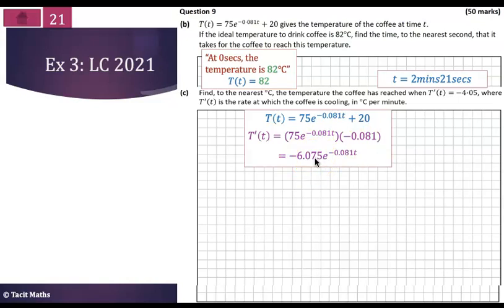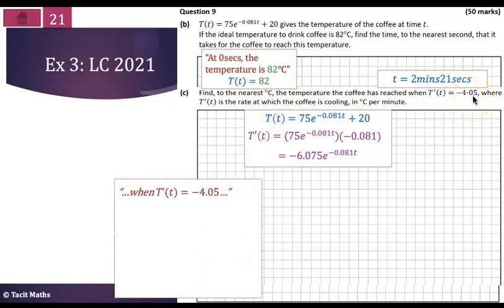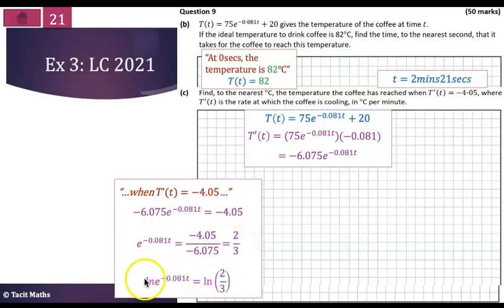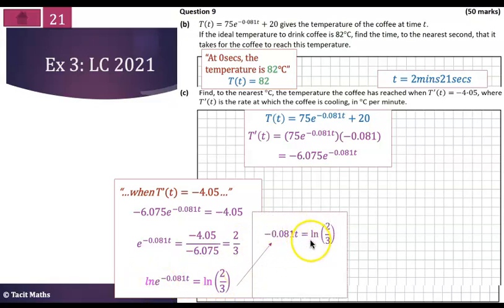Now, it says we want to find the temperature, but clearly here, look, we're obviously going to be putting the derivative equal to minus 4.05 and solving. Okay, so we'll put that equal to that. And again, it's another exponential function that you need to solve. Now, when you divide across by that, you end up with 2/3. Okay, so you can simplify it down to that. And again, natural log of both sides cancels the e, and we're left with this. Divide by minus 0.81, and we get this.